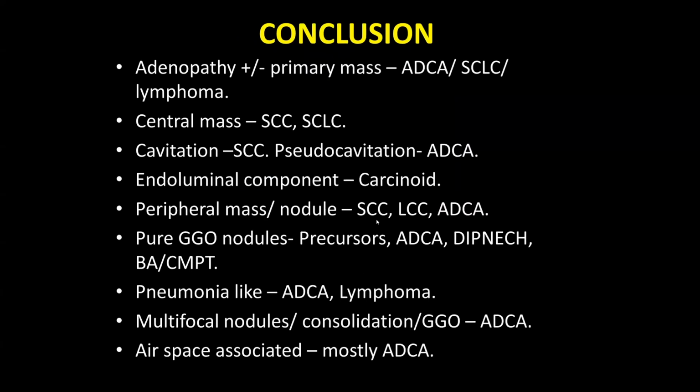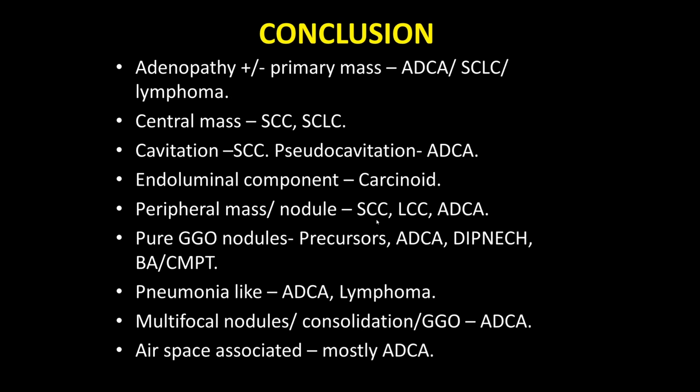Right. So just to conclude, if you have adenopathy with or without a visible mass, then you can think of adenocarcinoma, small cell carcinoma, or lymphoma. These are the various presentations. Then you have a central mass, think of small cell carcinoma or squamous cell carcinoma. Cavitation, same squamous cell carcinoma, pseudocavitation, adenocarcinoma. If there's an endoluminal component, think of carcinoid. There's a peripheral mass or nodule, again, adenocarcinoma, small cell carcinoma, or large cell carcinoma.